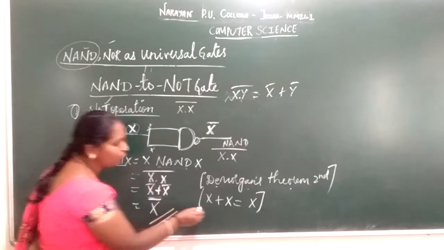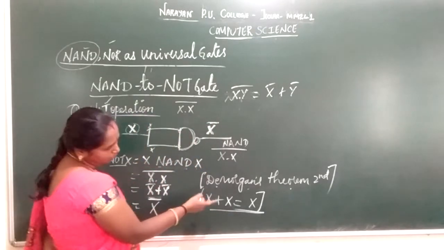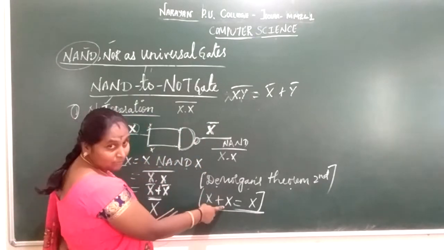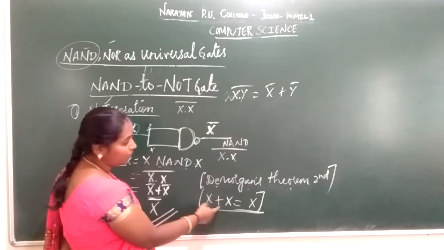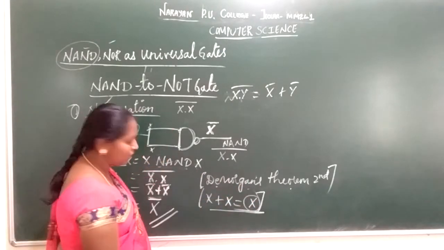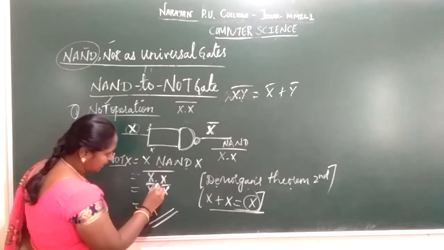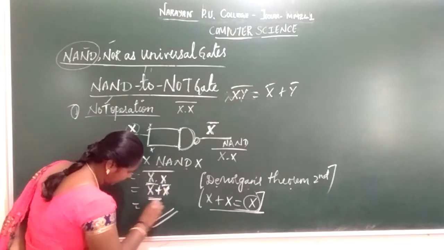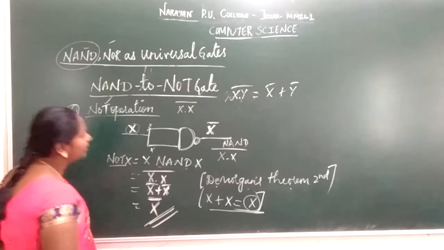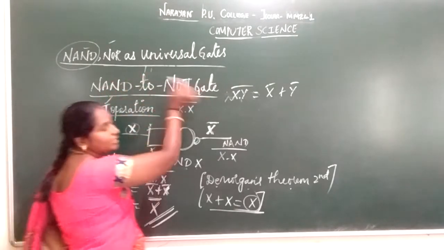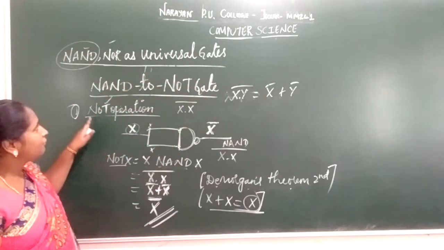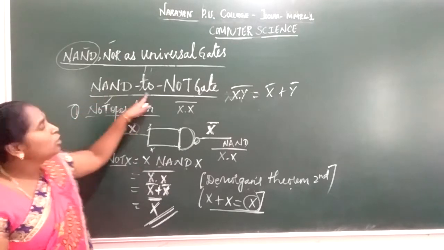According to the idempotence law, a variable combined with itself using an OR operator or AND operator gives the same variable. So x bar plus x bar is equal to x bar. So you have proved how a NOT gate is implemented with the help of a NAND gate. This is the first one, NAND to NOT gate.